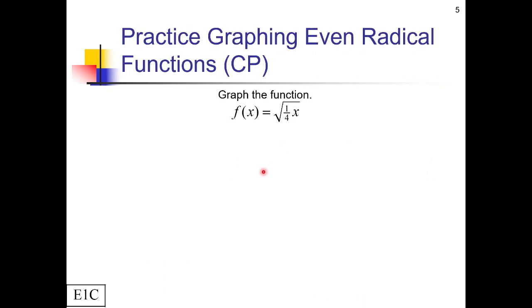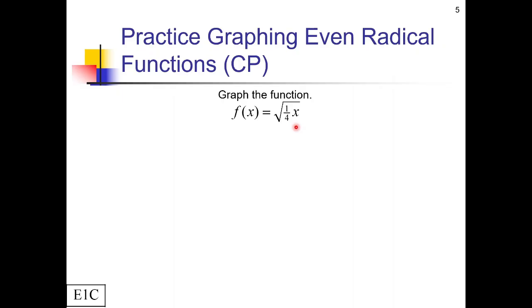This next example is for the CP non-honors version of the course only. So if you're taking the honors version, you can skip on ahead to the next example. If you're doing the CP version, we'll do this one together. Pause the video and see if you can graph this one out.